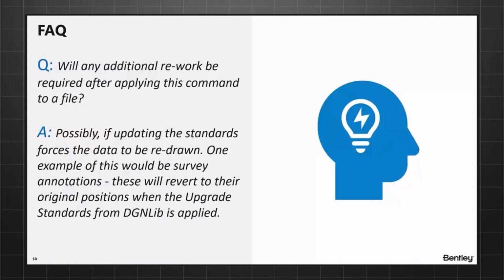One example of this would be in survey. If you've got survey annotations and you update standards and it caused some of those elements to be redrawn, sometimes they can move back to their original location and require some rework. We will be addressing that moving of the data in a future release, but for now, just be aware that that can be a potential issue.